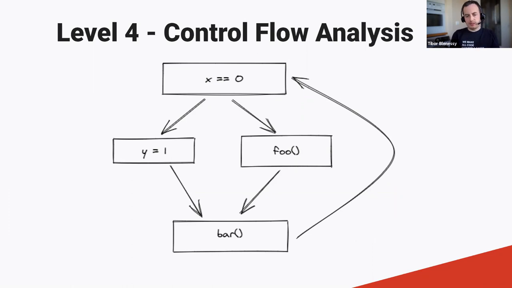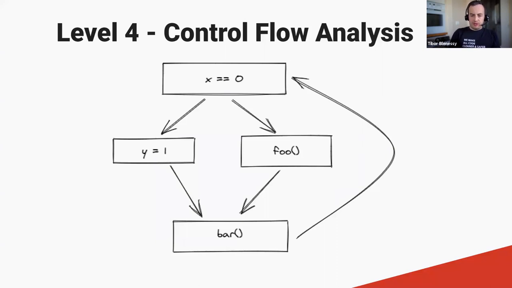So this is another program, showing a control flow graph for some loop with if conditions. This is testing that if x equals 0, you branch to y equals 1, or if it's false, you invoke foo, and then you join again and you invoke bar, and then you go back to the test condition. This code is really just an example. It doesn't make concrete sense, but this is what the representation behind the control flow graph looks like.